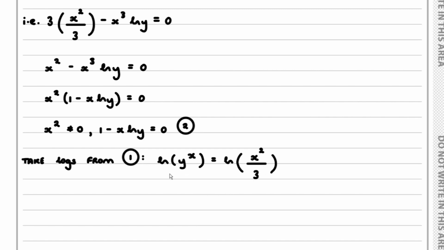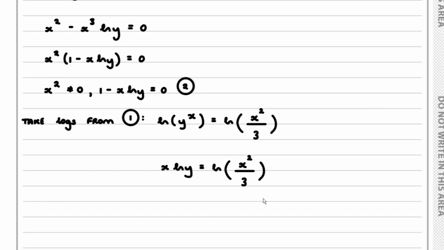So, using the power law of logs, I've got x times the natural log of y equals the natural log of x squared over 3. And if I rearrange this equation, I would have the natural log of x squared over 3 subtract x times the natural log of y equals 0, which I'll call equation 3.